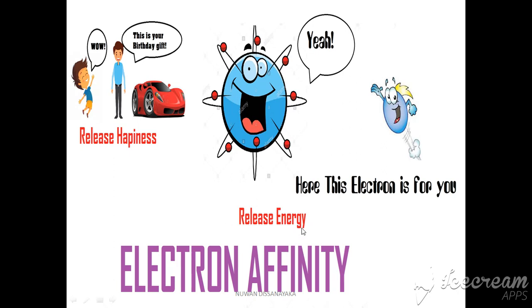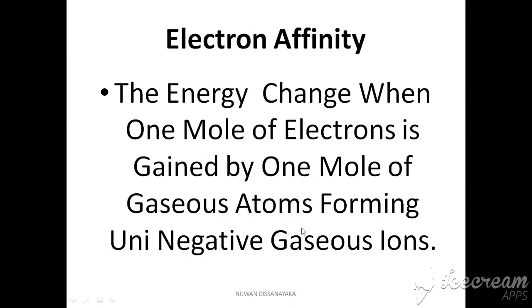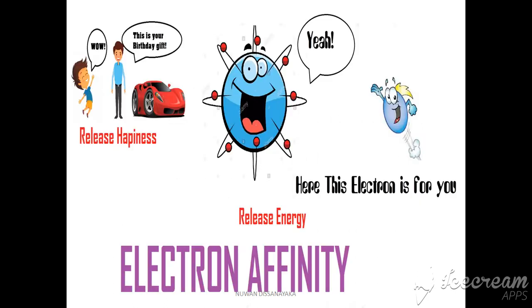So electron affinity, the definition says, is the energy change when 1 mole of electrons is gained by 1 mole of gaseous atoms forming uninegative gaseous ions. It looks a little bit advanced, but it's pretty simple. It says that when an atom gets an electron, it becomes happy and releases its happiness as energy because it is going to become stable. The amount of energy released, we call electron affinity.